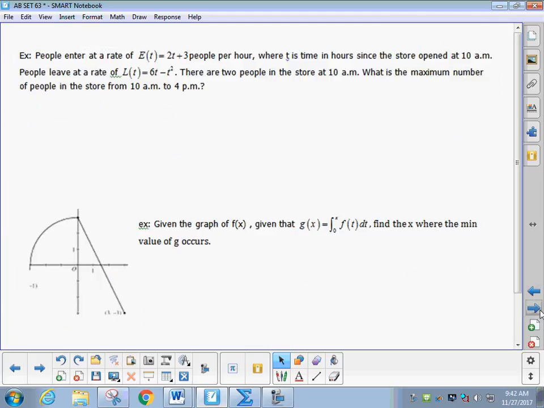Right, people, so this we've been playing around with a little, and you can see that there is an extreme value theorem or an absolute extreme problem to this. Say people enter at a rate of 2t plus 3 people an hour, where t is time in hours since the store opened at 10 a.m. People leave at a rate of 6t minus t squared, same thing, people per hour. There are 2 people in the store at 10 a.m. What is the maximum number of people in the store from 10 to 4 p.m.?